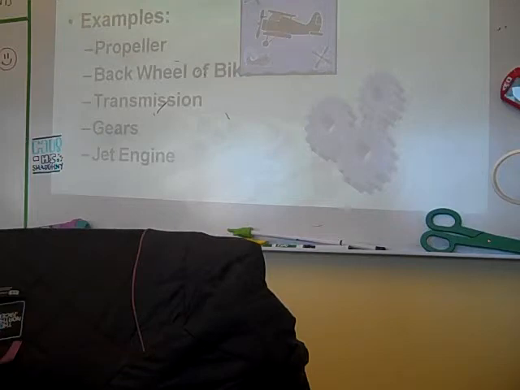Reginald. Example. Propeller, back wheel of bike, transmission, gears, jet engine. Good job. So you're writing them in the bottom little box there, the rectangle. Yep, all the examples. Good job.